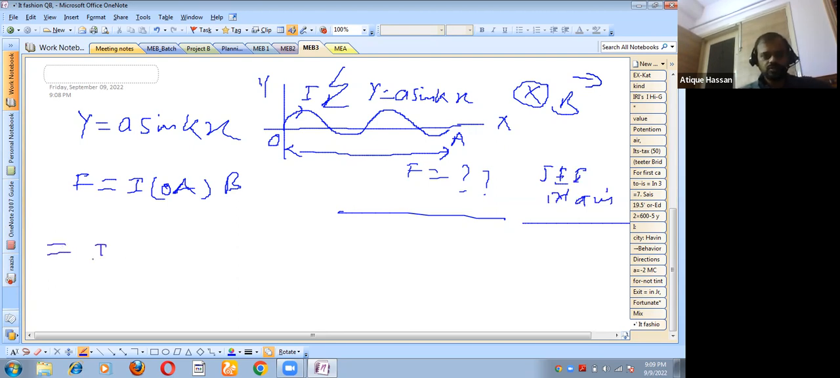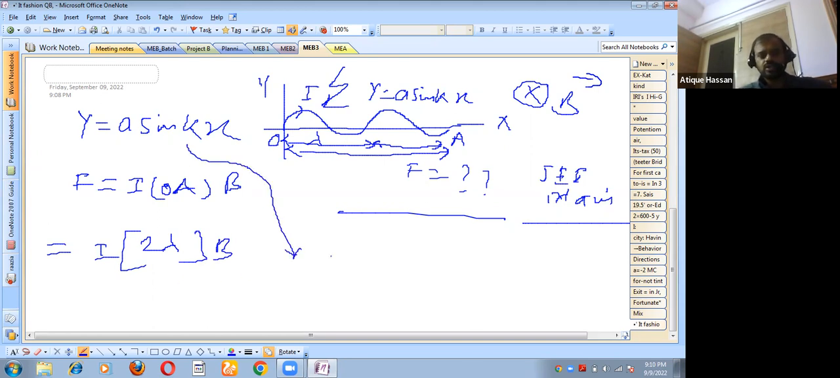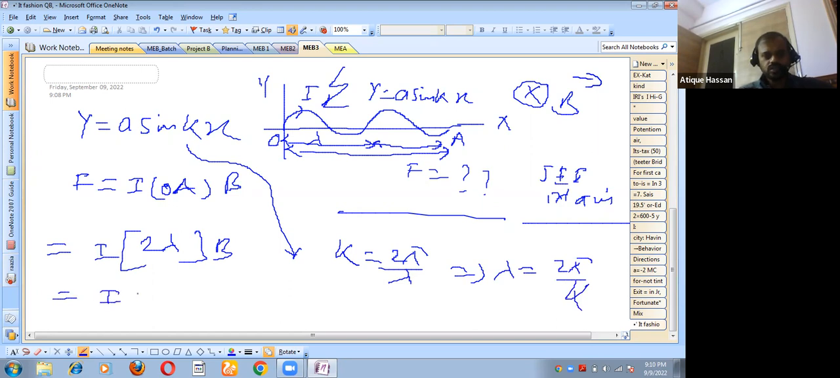So in that case, what will be OA? Actually, we know that this is the wavelength, right? This is lambda, and this is also lambda. So the length will be 2 lambda, getting my point, into B. So the displacement length of the wire will be equal to 2 lambda. And how will you calculate lambda? From this equation, we know that K is equal to 2 pi by lambda. So lambda is equal to 2 pi by K. We put that here and we get the answer. 2 lambda will be 4 pi upon K, into B. So this will be the force acting on the current carrying wire.